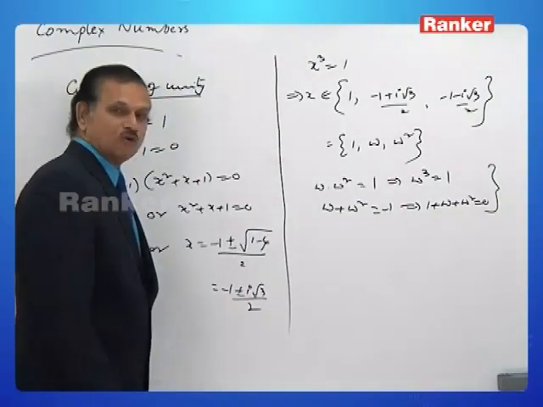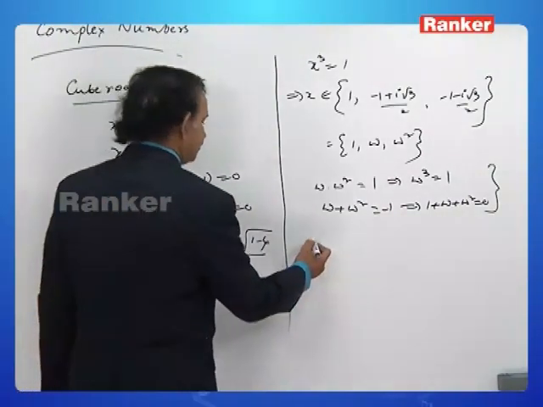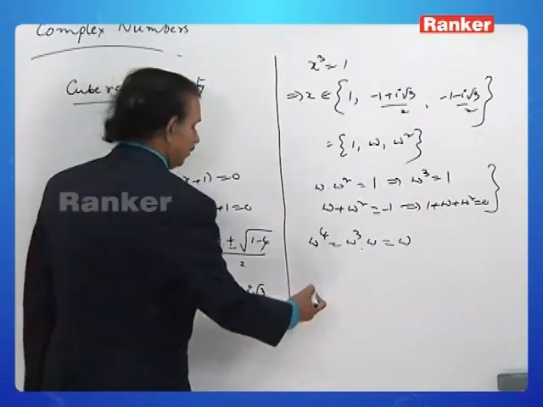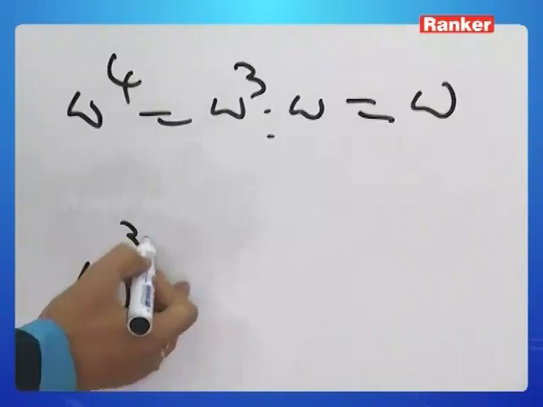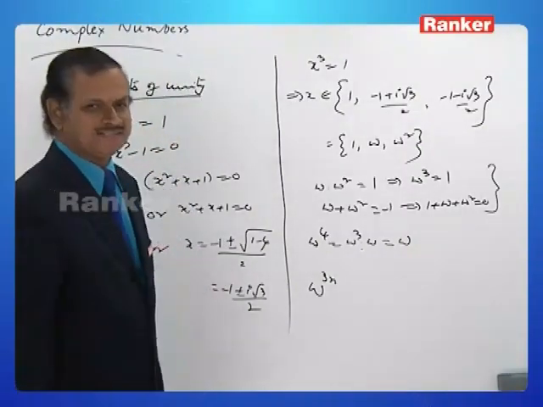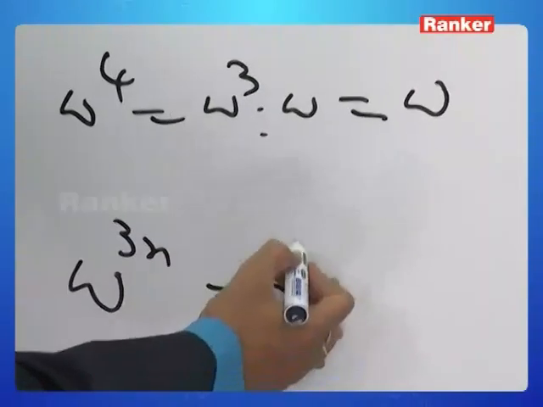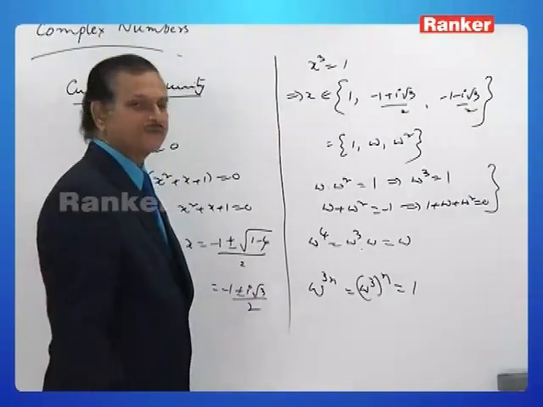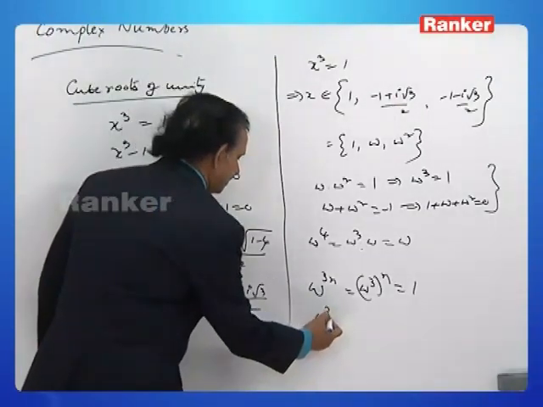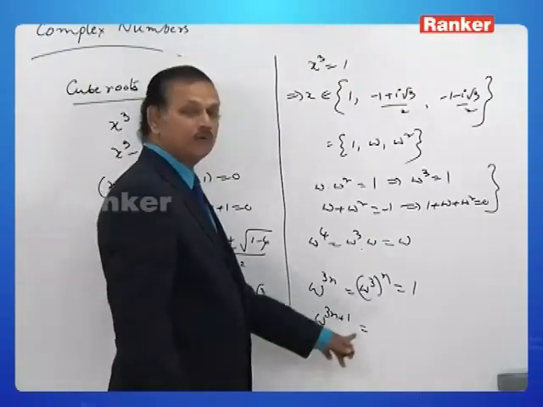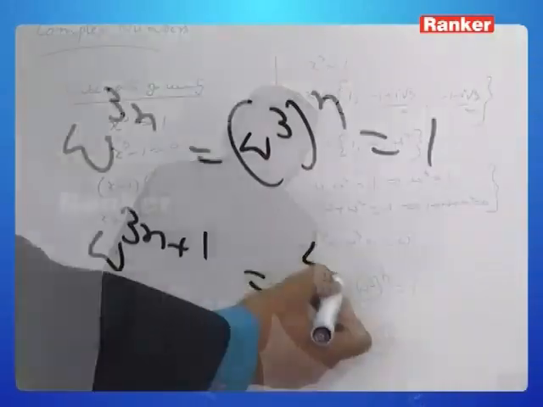Moreover, as omega cube is equal to 1, you observe omega power 4. It is omega cube into omega, 1 into omega is omega. Moreover, omega power 3n, whatever might be the value of n, what is omega power 3n? It is nothing but omega cube power n, 1 power n is 1. Suppose we have omega power 3n plus 1. This is nothing but omega power 3n into omega, which is nothing but omega.